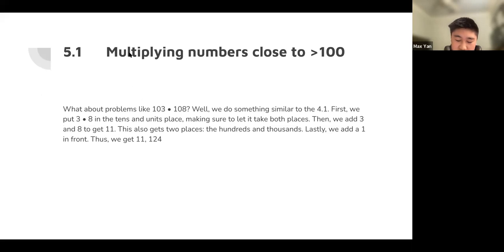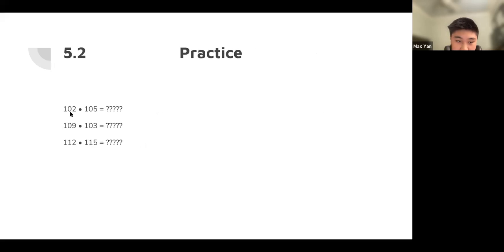And then we have to add a 1 in front. So you get 11,124. So we have 3 practice problems.